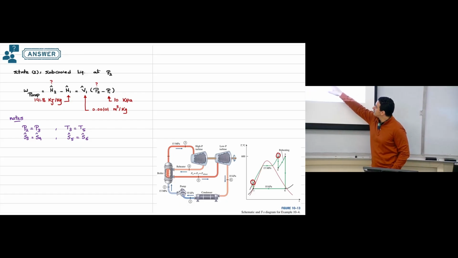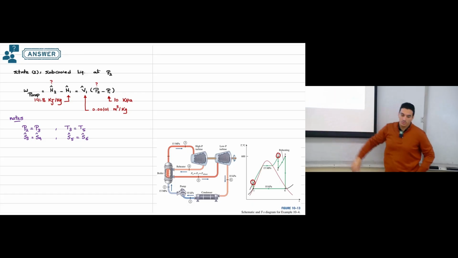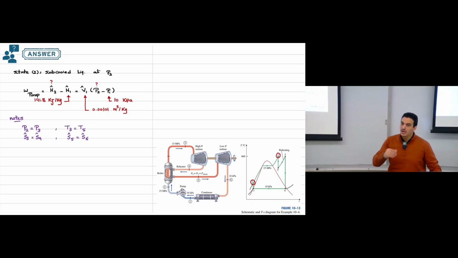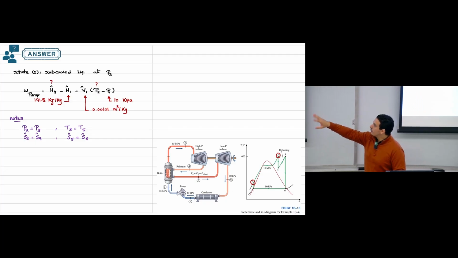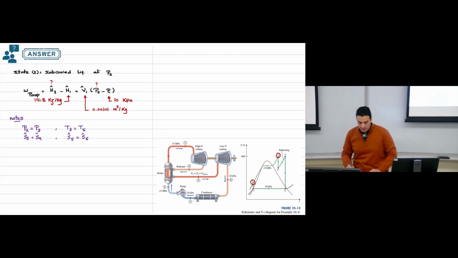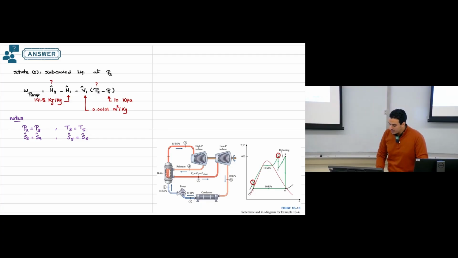But we know that pressure at this point equals pressure at this point. So if we're able to calculate pressure at point number 3, then automatically we can find pressure at point number 2 and find H2. And also we have all of these other observations that we can find. So let's get back to this one.